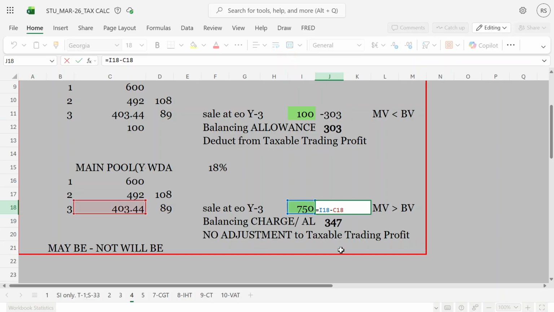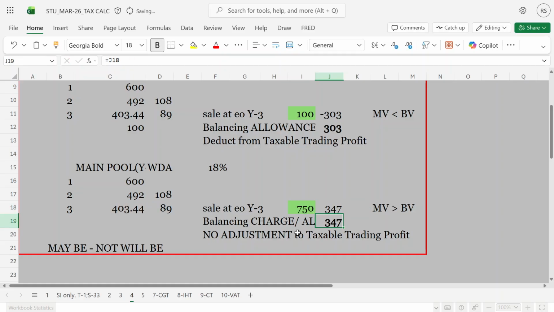This 347 is the 750 minus the book value, the market value minus the book value. Because I have to make the book value equal to the market value, I have to therefore increase the book value by this 347. How can I increase the book value? When I'm decreasing book value, I'm doing a capital allowance. If I have to do the reverse of that, that will be a balancing charge.